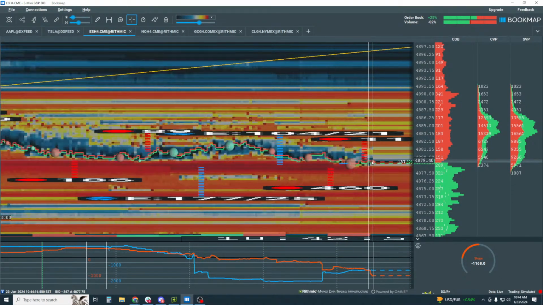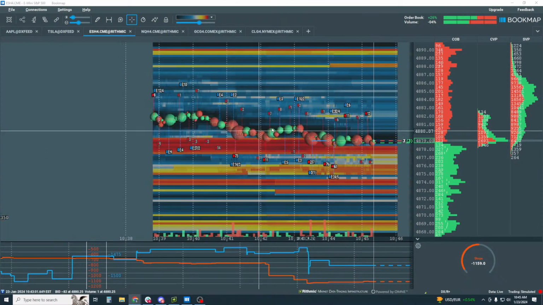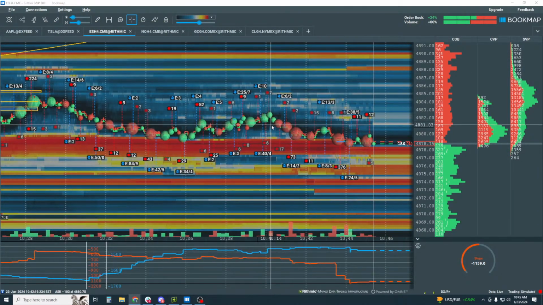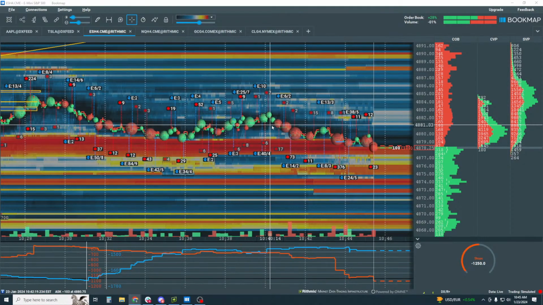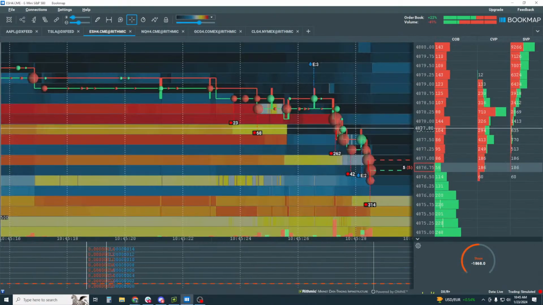Now, in this example here from our Learning Center, our educational course on market mechanics, we're showing an example where it's kind of like a spoof. There's a skew here that all of a sudden pops into the order book, and all of a sudden there's heavy supply. Now consider this as an example of what happens when there's a supply and demand imbalance. And we'll see it here in the live market as well.